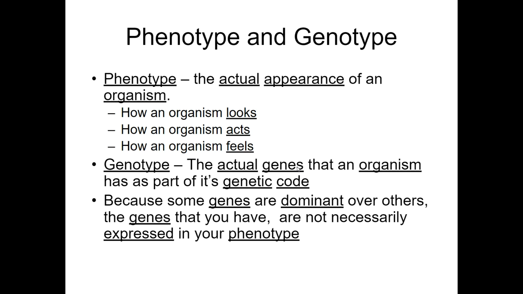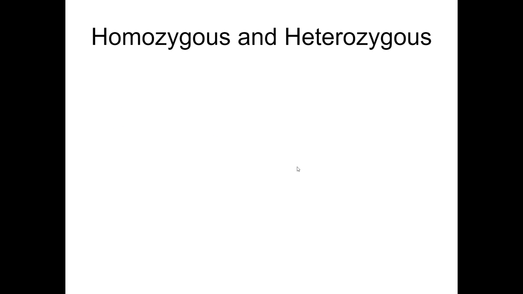And so you get brown eyes. You don't get blue eyes because blue eyes is a recessive trait. So you won't express that phenotype of blue eyes. You will express the phenotype of brown eyes based on your genotypes. We always use capital letters to show them.